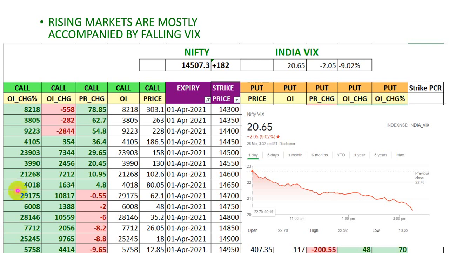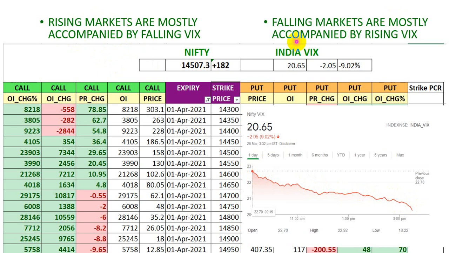Now, market increased by 182 points. India VIX fell by 9%. So rising markets are mostly accompanied by falling VIX. Falling markets are mostly accompanied by rising VIX. I am using the word mostly because it happens predominantly. There are situations where VIX will rise, like Nirmala Sitharaman candle. Rising markets also will indicate fear.